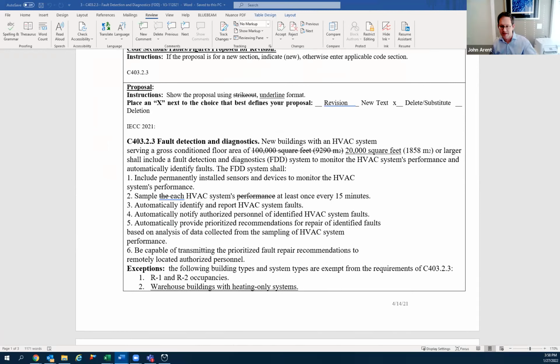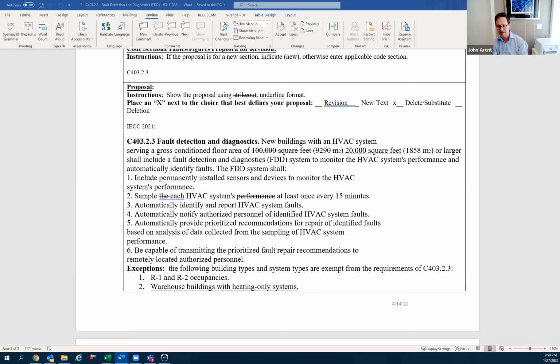Yes, thanks, Kevin. This one is a modification to the existing IECC 2021 edition for fault detection and diagnostic systems. These are automated systems that work with the system and building sensors to detect common faults in HVAC devices, such as sensor failure, dampers stuck open or closed, etc. These are pretty standard practice now.